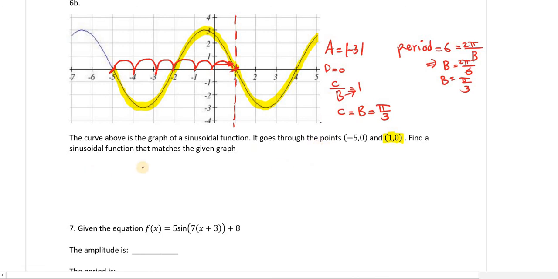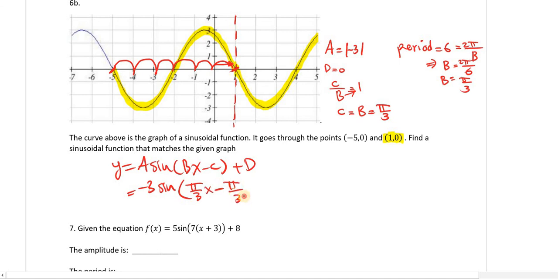Now it's time to write the final answer. So I will use y equals A sine (Bx minus C) plus D. I know that A has to be negative 3, sine, B is pi over 3, (x minus pi over 3), which is C, plus 0. So this is going to be the final answer, or the equation for the graph of this function.